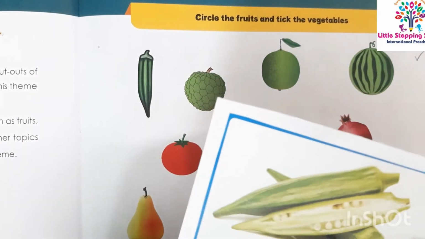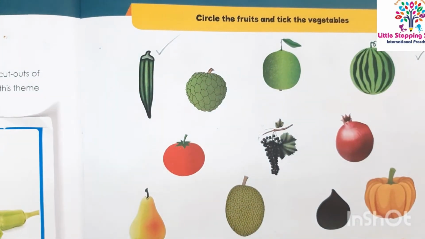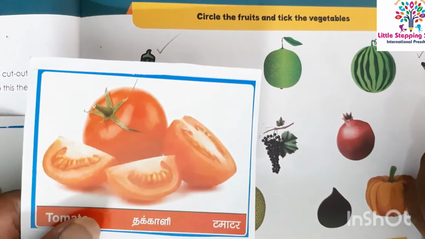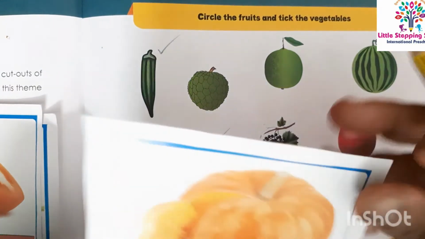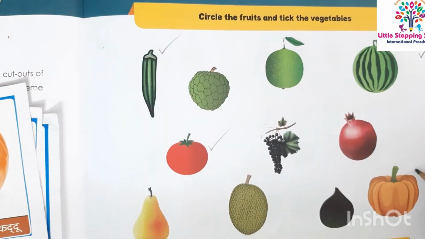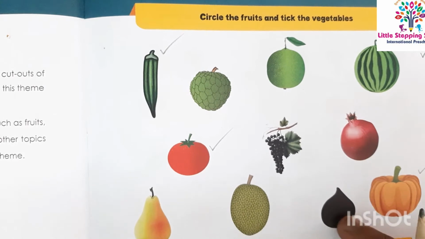Okay. This is a lady's finger. Let's tick the lady's finger here. This is a tomato. Let's tick the tomato here. This is a pumpkin. Let's tick the pumpkin here. Then this is a beetroot. This is also a vegetable.